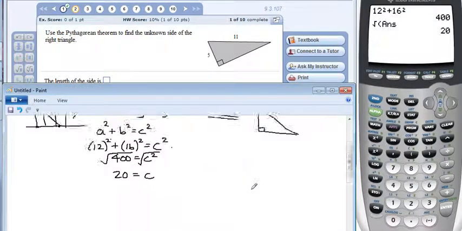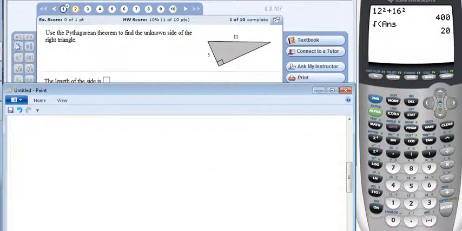Let's try this one. First of all, we have to identify which sides we have. Okay, so if this is my 90 there, then this is my C. And this is my A and my B, or other way around, B and A. It's got to be this way. So C is equal to 11, and A is equal to 5, and B we don't know.